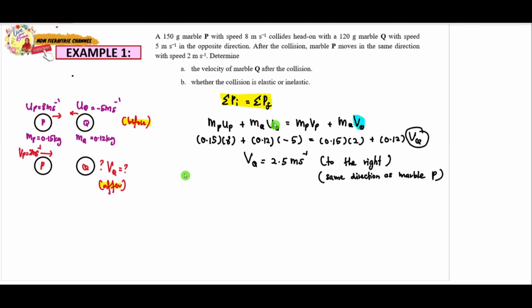And then B, determine whether the collision is elastic or inelastic. Okay, so we finish A and we want to find B. We want to determine whether the collision is elastic or inelastic. Jadi kita kena ingat bila collision itu elastic, total kinetic energy initial kita kena kira mesti sama nilai dia dengan total kinetic energy final. Okay, but if the collision is inelastic, total kinetic energy initial is not equal to the total kinetic energy final. Okay, alright. So now let's try to calculate first.